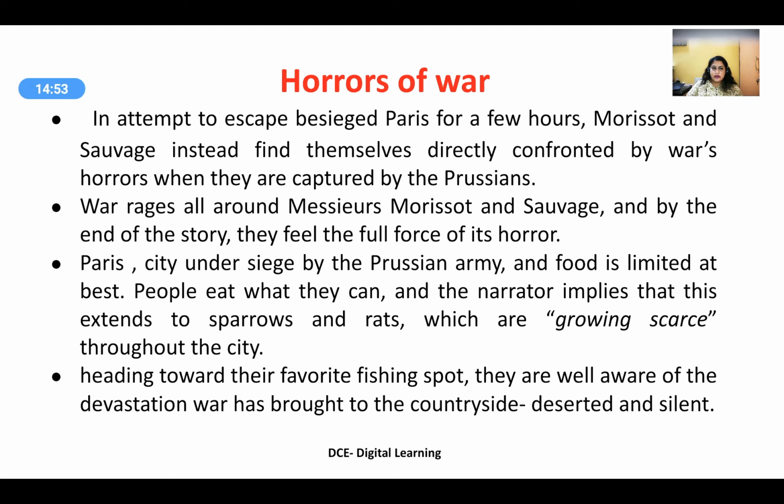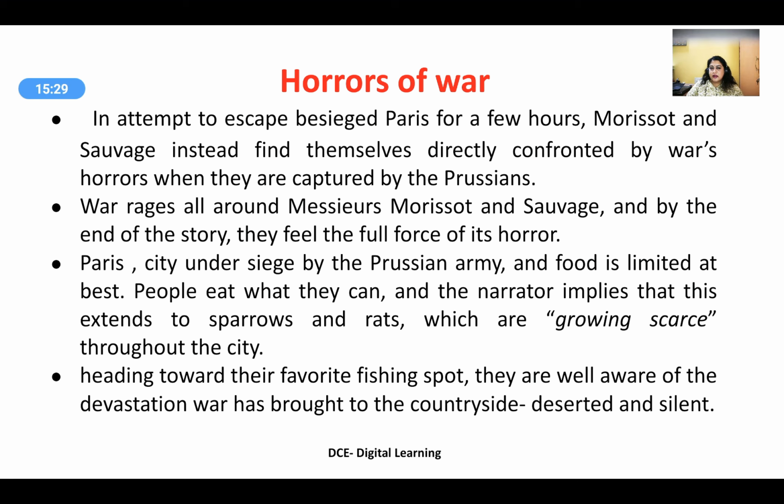All they wanted was a few hours of peaceful fishing, and as they went in search of that, they ended up being killed by the Prussians. In the story, we can see that war rages all around Messieurs Morisot and Savage, and by the end of the story, they feel the full force of its horror. In fact, when the story begins, we can see that both are still alive, more or less. The war hasn't touched them or impacted them directly. But by the end of the story, when they are executed by the Prussian general, we can say that they have fallen victim to the war.